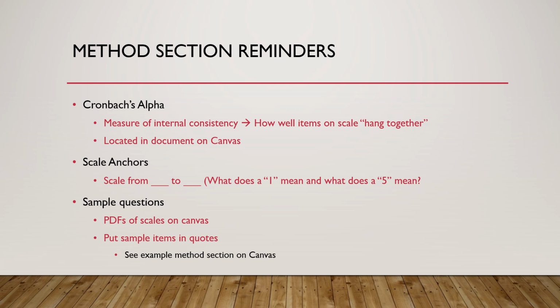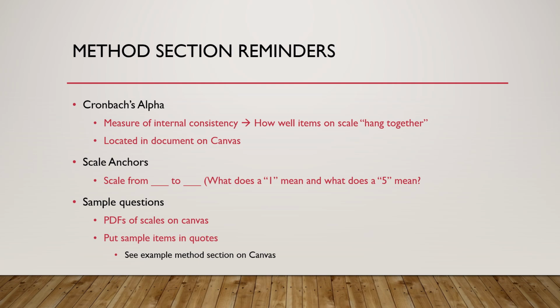This same document also has these scale anchors, which is again, what is your scale from 1 to 10, 1 to 5, 1 to 7? What does that 1 mean? Is that strongly disagree? Is it strongly agree? Is it never? Is it all the time? You need to let the reader know what those scale anchors mean. This document also has sample questions, and you can find the PDF of each of the scales on Canvas. There's a whole file folder dedicated to each of the scales, so you can go and find that information.